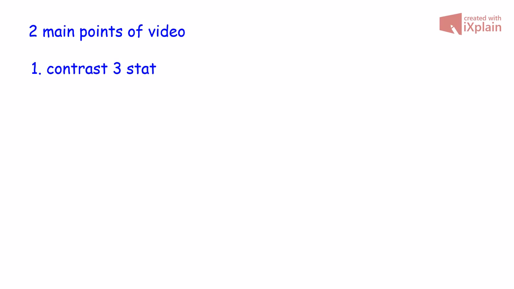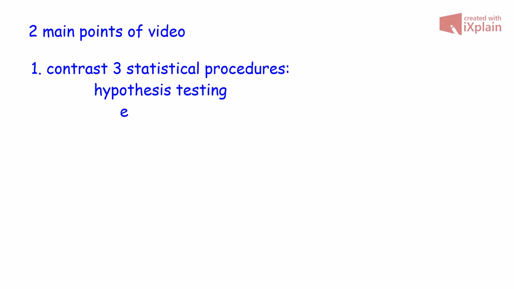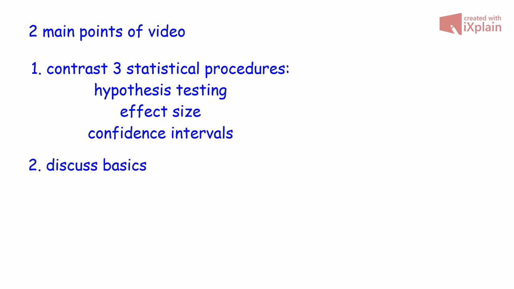In this video, we're going to talk about two main points. First, we're going to contrast three different statistical procedures, namely hypothesis testing, effect size, and confidence intervals. Next, we're going to discuss the basics of confidence intervals.